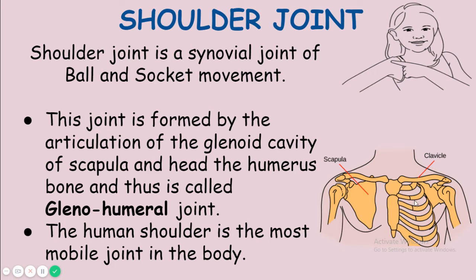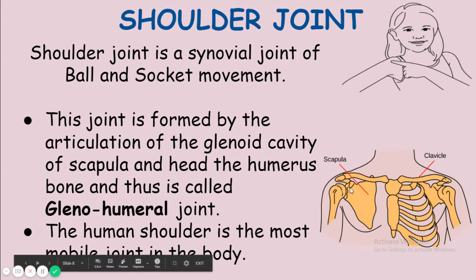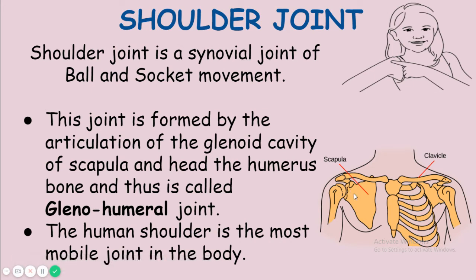So here they are showing the ribs, and on the back of the ribs there is a scapula bone. Okay, they are showing the scapula and they have removed the ribs from the front. So the two bones, the scapula and the humerus, take part in the formation of the shoulder joint. The articulation takes place between the glenoid cavity of the scapula and the head of the humerus. So this shoulder joint is also called the glenohumeral joint.